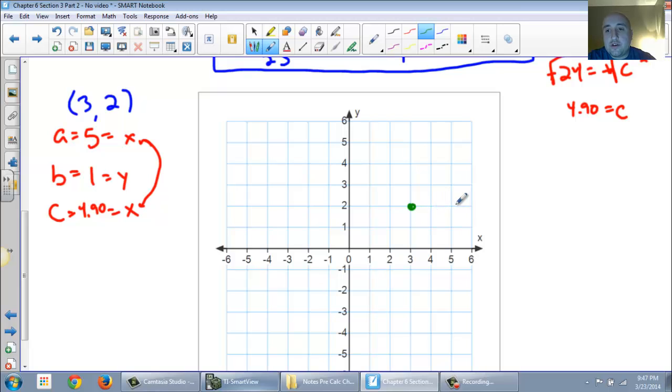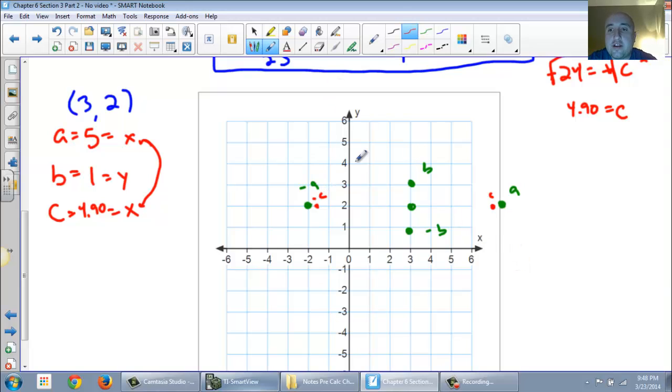So I'm going to go 5 to the right, 1, 2, 3, 4. That's a problem. Let's just say it's right here. So there's our positive a, and we need to go 5 to the left, 1, 2, 3, 4, 5. And there's our negative a. Our b is on the y, and it's 1, so I'm going to go up 1. And there's our b, and down 1. There's our negative b. And our c is 4.90, and it's on the x. This was 5. So these are actually really close to each other.